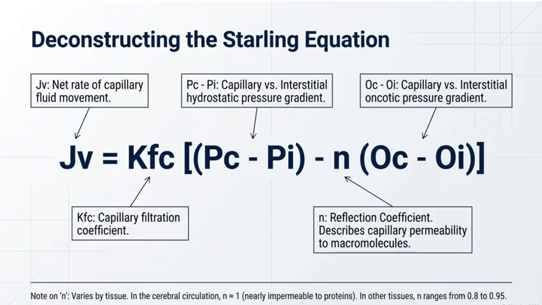If sigma is close to 1, proteins are retained, like in the brain. If it is lower, proteins can leak out, like in inflamed tissues. So this equation integrates pressure, permeability, and protein behavior.